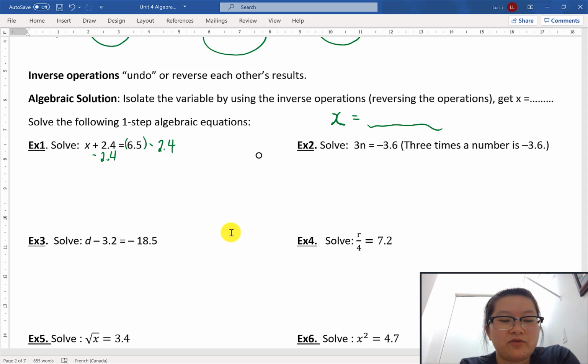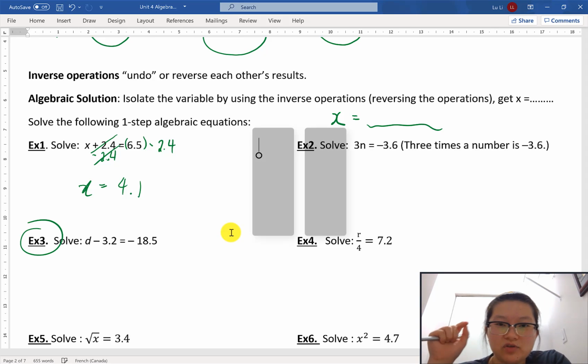Because we subtract 2.4 on this side of the equation, this cancels out with adding the 2.4 on this side. We are now left with 6.5 minus 2.4, and if we do that quickly, that's going to be 4.1. So you get x is equal to 4.1 on the other side of the equation, and that's called isolating for your unknown. So why won't you try example 3? Good time to pause the video.